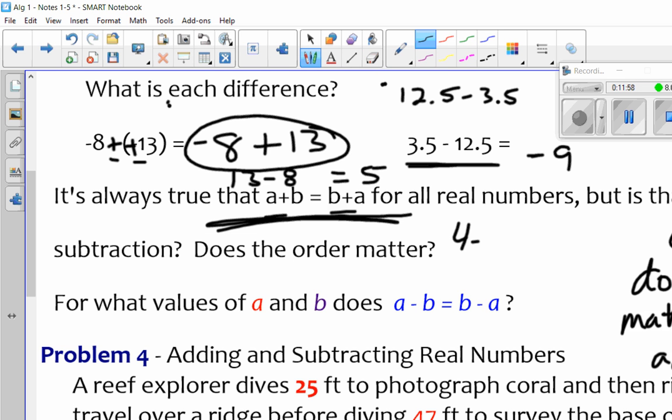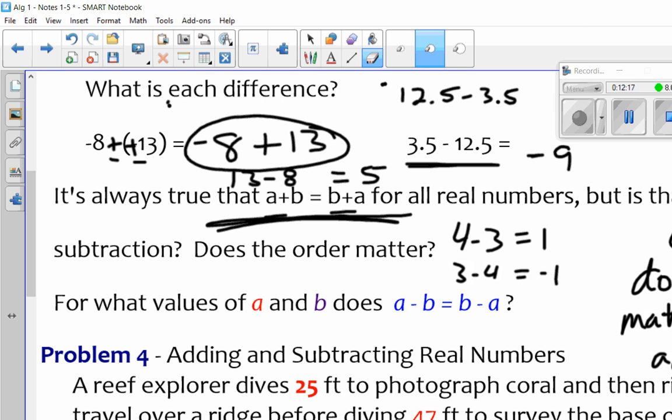So 4 minus 3, well, that gets me 1, right? But if I flip it, I go 3 minus 4, do I still get 1? I don't. I get a -1. Okay? So order does matter when I'm subtracting, okay?